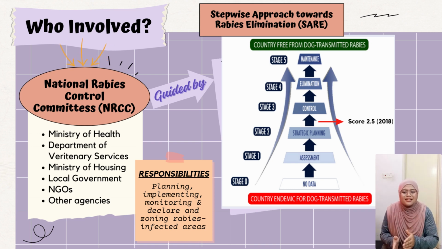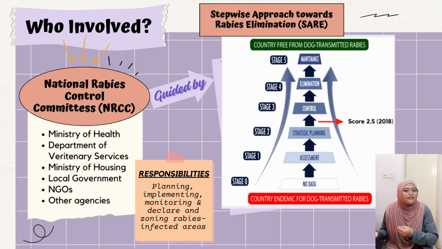The NRCC is responsible for planning, implementing, monitoring, declaring, and zoning rabies-infected areas, using the Stepwise Approach towards Rabies Elimination, or SARE protocol, to develop a customized work plan. It provides a score that indicates the progress of the assessed country towards achieving rabies elimination.